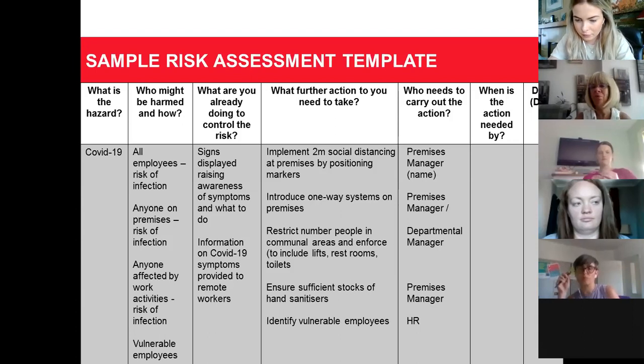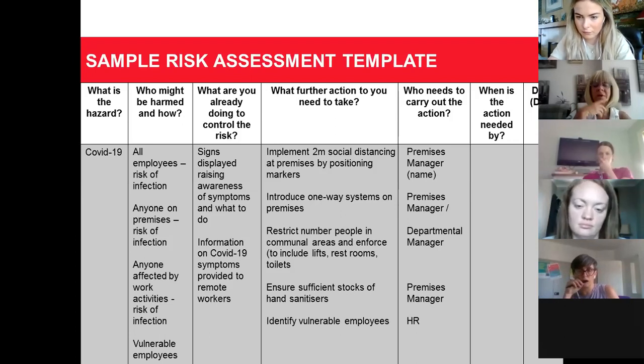So it's very, very important to put timeframes in so that you know that the actions are going to be completed in time. And then, of course, the final column is your sign-off. So again, once the action's been completed and it's been implemented, you've got a record to show that it actually has been implemented in the workplace.